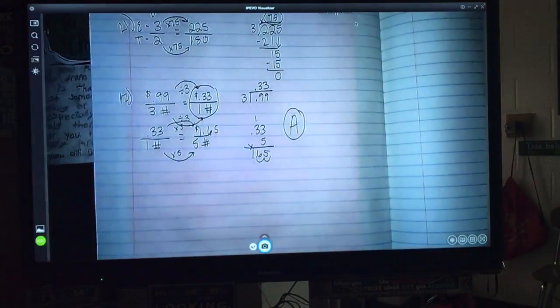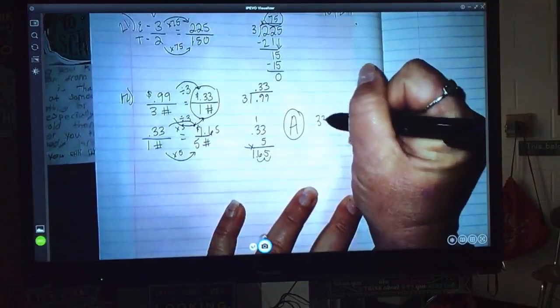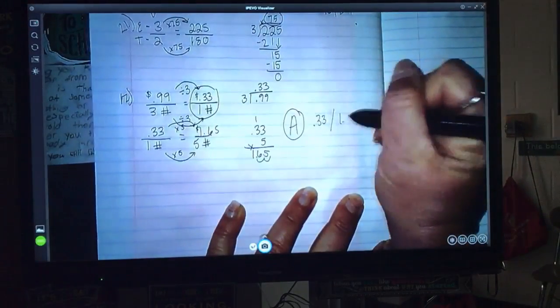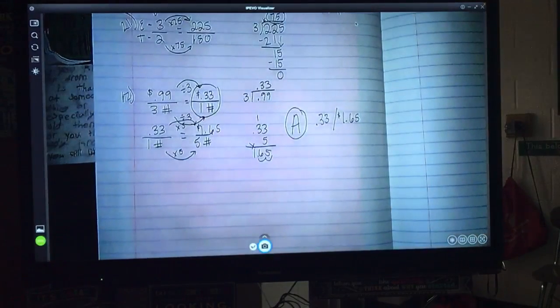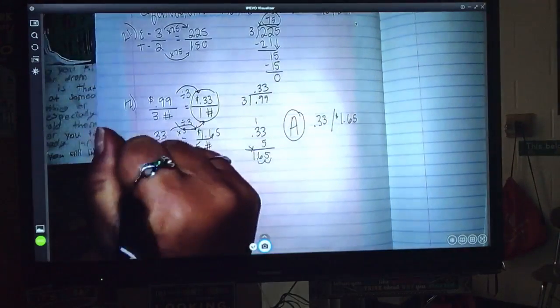33 cents slash $1.65. Okay? How many of you guys got that right? Good. Good, good. All right, any other ones you want to go over? All right, we're gonna go over one more.